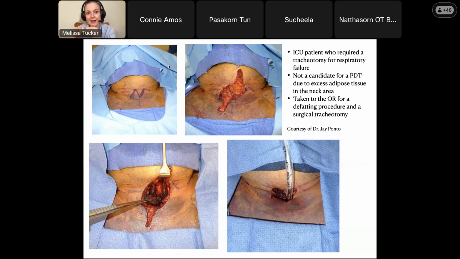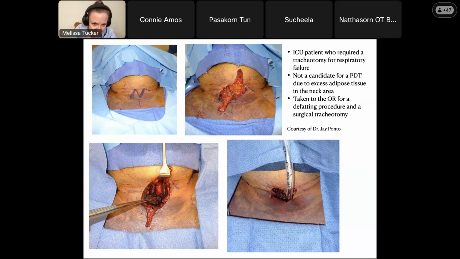But they were not a candidate for a percutaneous dilational trach because they had a thick neck, essentially, with a lot of adipose tissue in the neck. So this patient was taken to the operating room for what's called a defatting procedure. So the surgeons essentially removed some extra fat from the area where the tracheotomy needed to go.